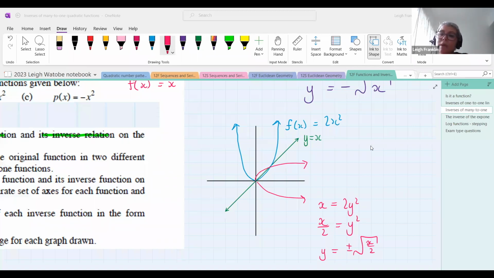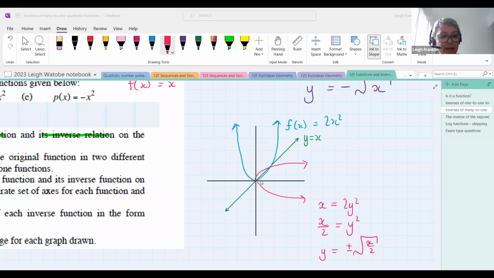So the calculations in red, is that for the two lines facing to the right? Yes, absolutely. What I'm trying to do, Spelile, is color coordinate it for you so that you can see which writing goes with which graph. So your blue graph is the original f of x equals 2x squared, and the pink graph is its inverse relation. In other words, y equals plus minus root x over 2. Okay, no problem.